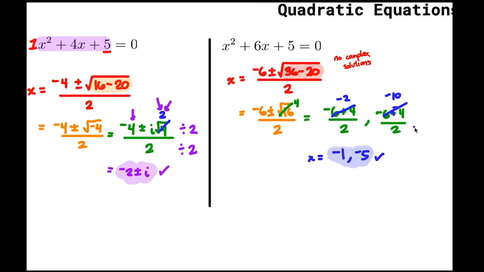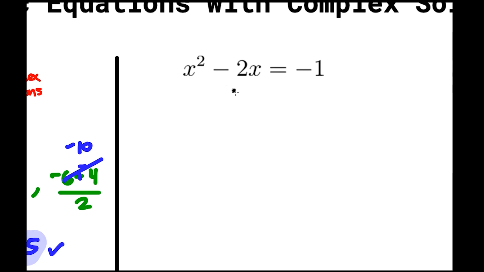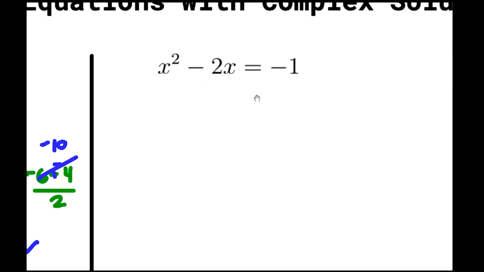All right, onward. For this one, we have x squared minus 2x is equal to -1. The reason I put this problem on there is because you have to put the equation in standard form to be able to use the quadratic formula.